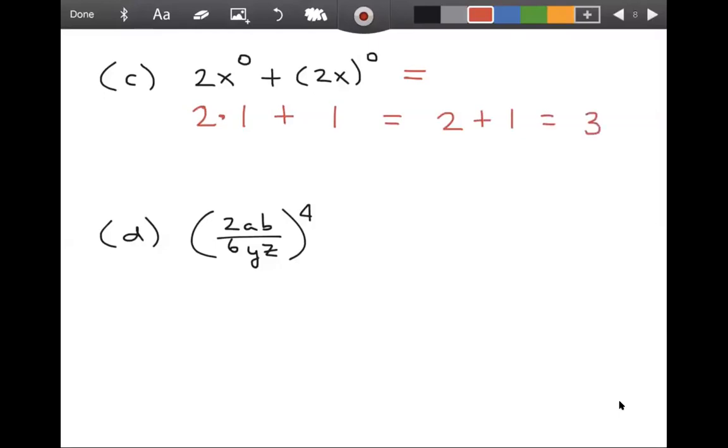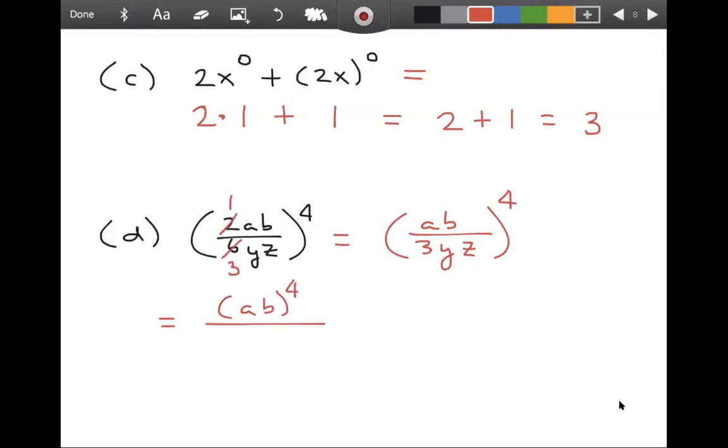All right, then we have the fourth power of 2ab over 6yz. The first thing I'm going to do is simplify 2 over 6. 2 divided by 2 is 1. 6 divided by 2 is 3. So now we have ab over 3yz to the power 4. By the quotient to a power rule, we will put the numerator to the 4th power and then put the denominator to the 4th power.